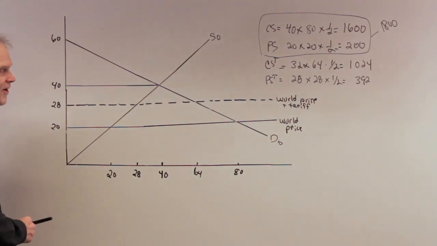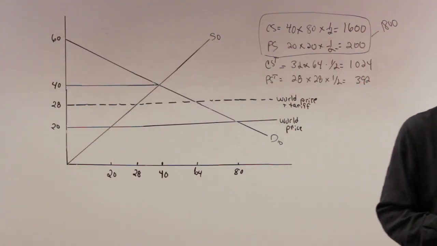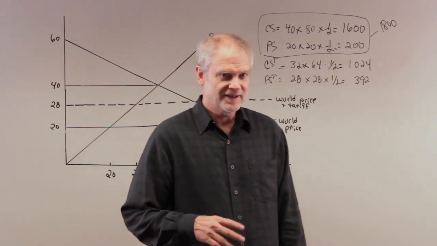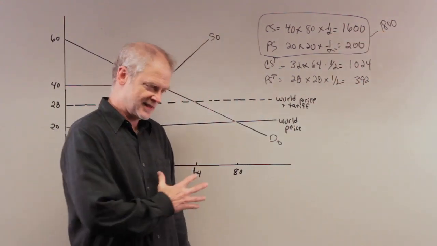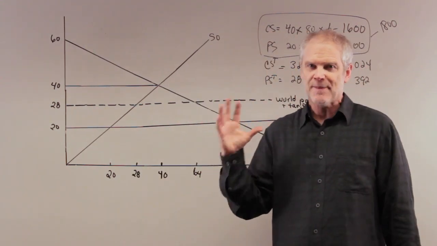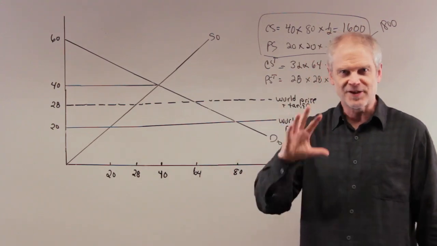2,400 times a half, which is 1,200. So we have increased surplus rather substantially, going from no trade to free trade. So, again, I love this problem. We're going to do all 10 questions from this one diagram. It really encapsulates the entire chapter, in essence, on trade and tariffs and reactions to trade.